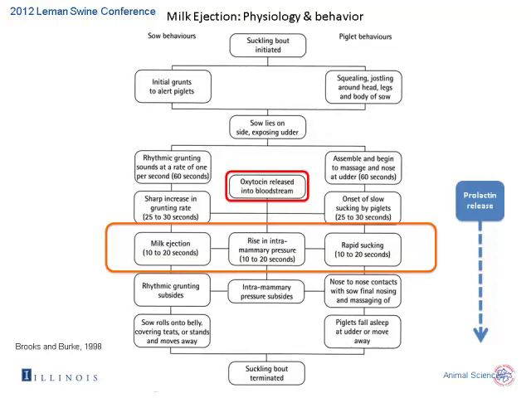The suckling bout is initiated. She goes through some initial grunting, which alerts the pigs. They wake up and start wandering around, nuzzling around. She'll lie down on her side and expose her udder. And then she goes into this rhythmic grunting, once per second. It's very rhythmic.